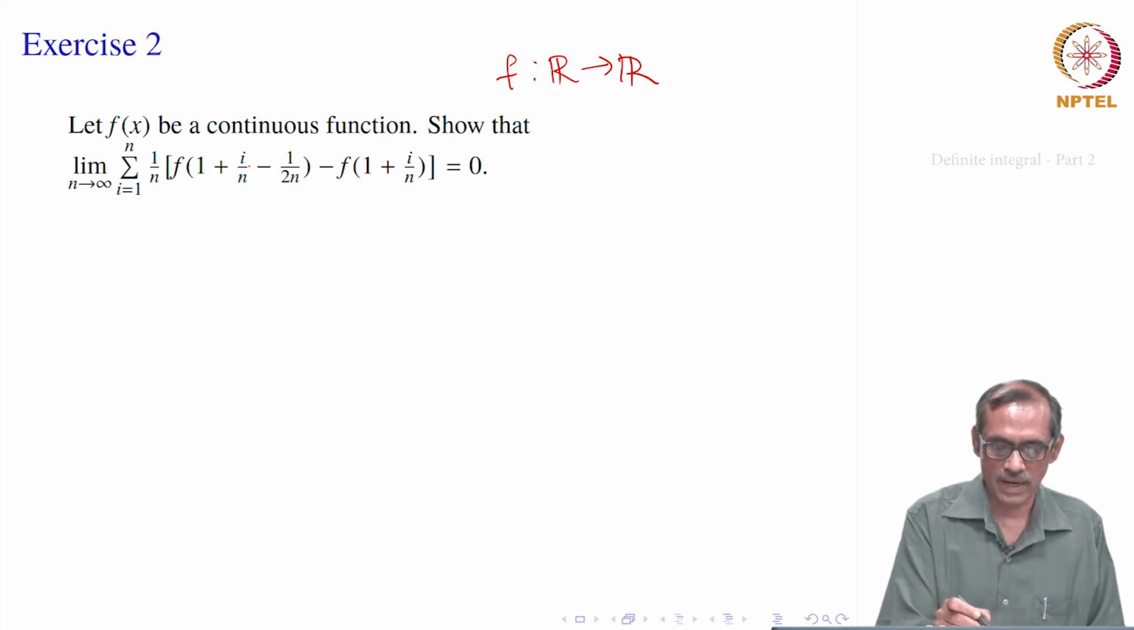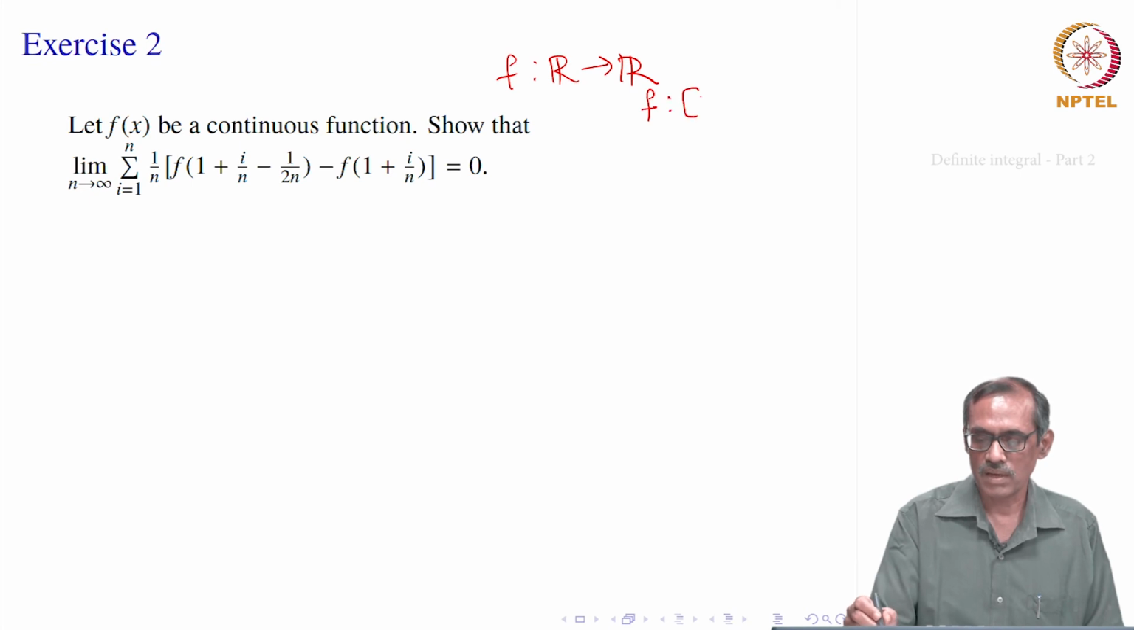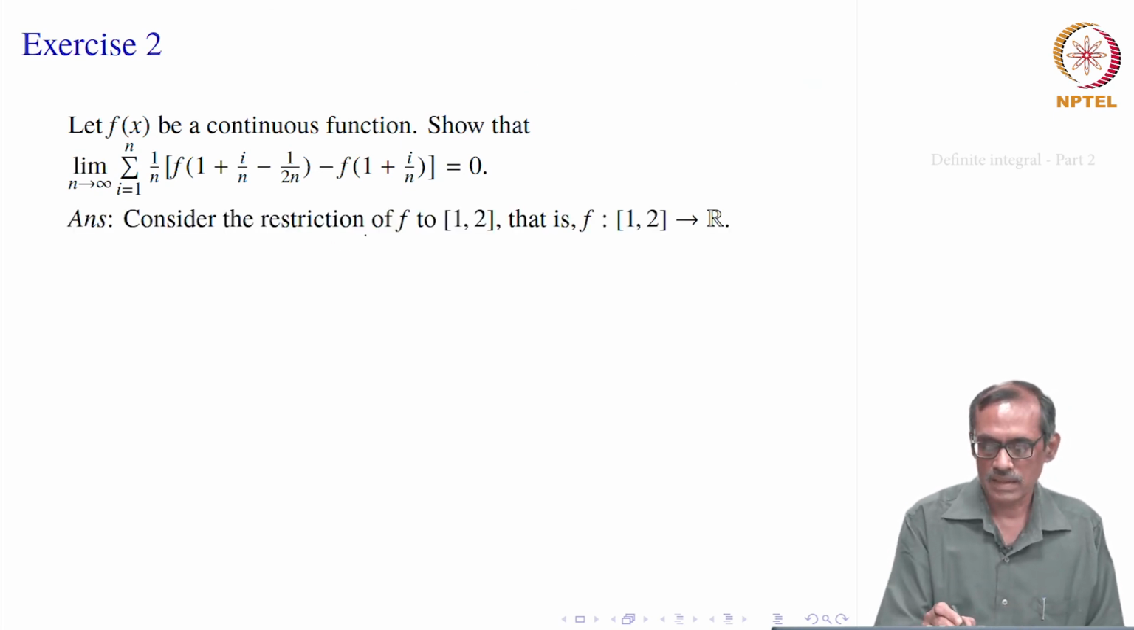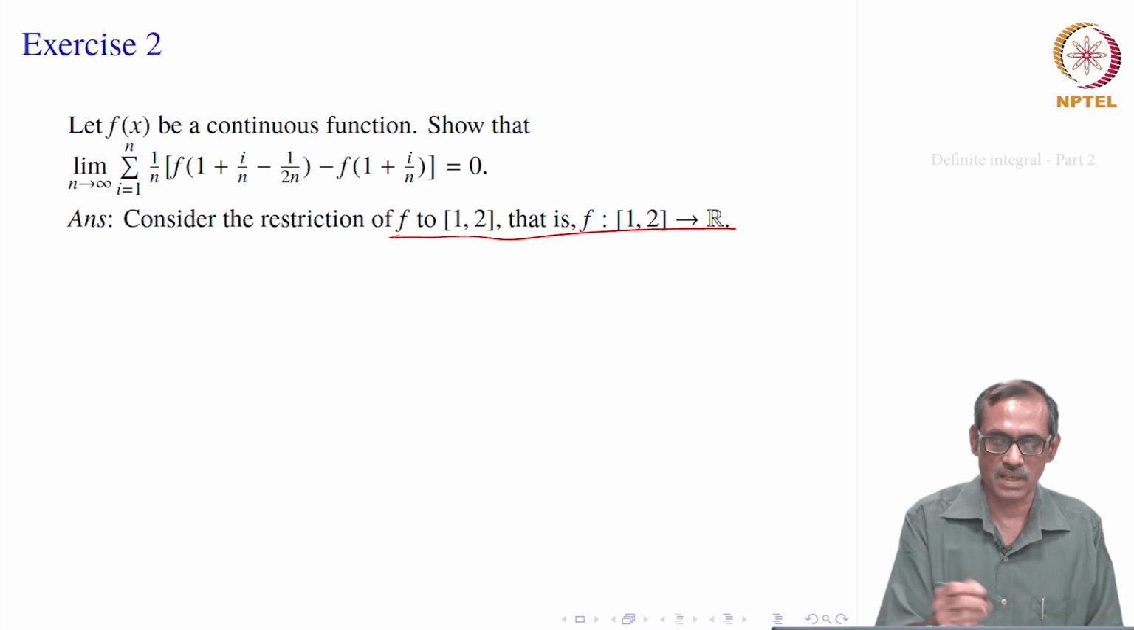So, if you take i equal to n, that will be the maximum value of the point 1 plus i by n minus 1 by 2n. That will be 1 plus 1 minus 1 by 2n, right, 2 minus 1 by 2n. So, when you take n goes to infinity, that will give 2. So, it looks like we have to define the function on the interval 1 to 2, to evaluate this limit. Fine. So, let us take the function f from [1, 2] to R. Consider its restriction, because nothing is given, we have assumed R to R. Now, you think of the restriction of f as a function on [1, 2].